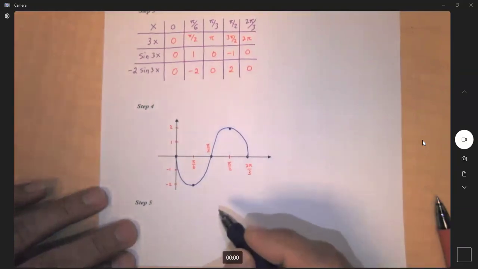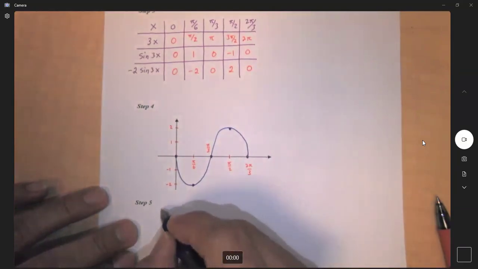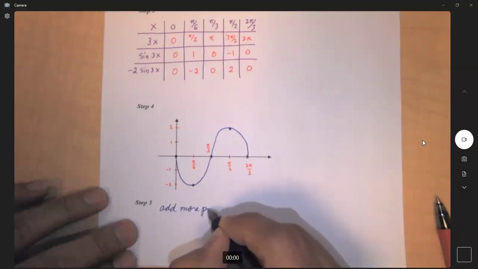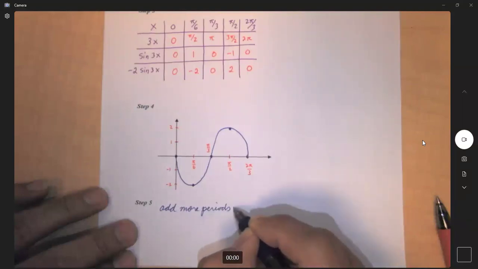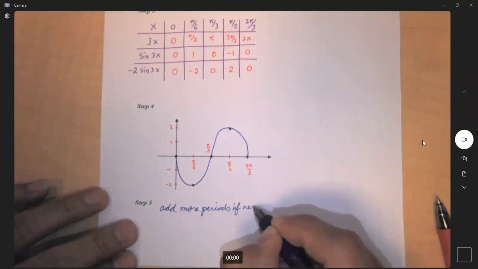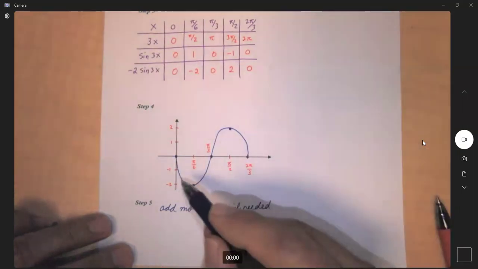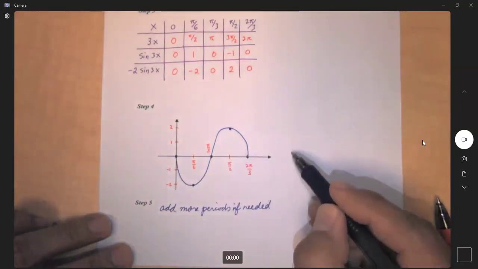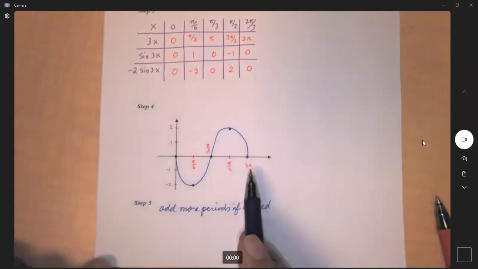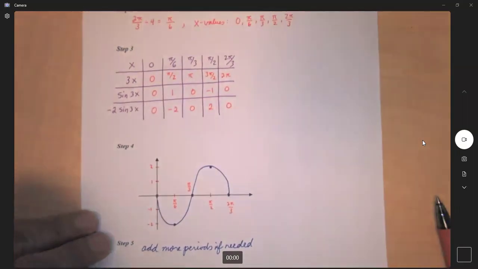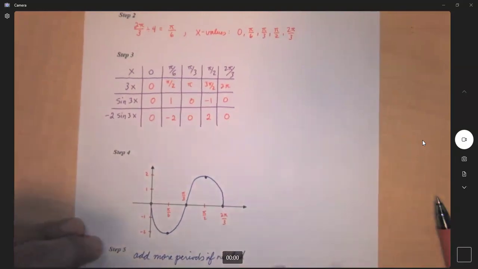And of course, you can add more periods if needed, you know. That's what step 5 is, that you can just repeat the period again and keep doing it with more intervals. I hope you got a decent understanding about how to sketch the sine and the cosine curves.